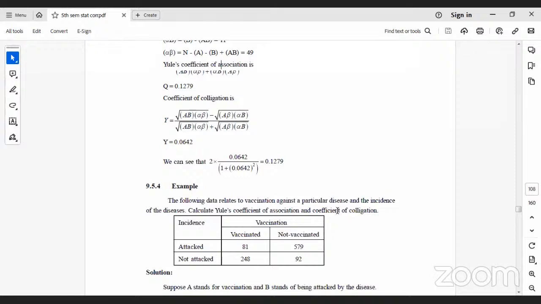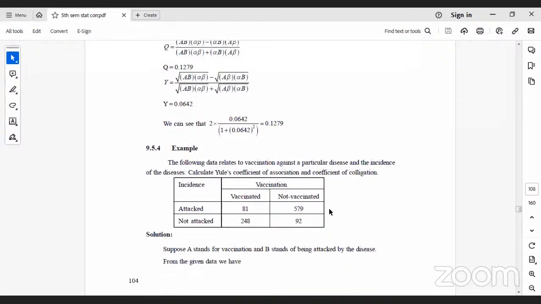Okay. Another example. The following data relates to vaccination against a particular disease and incidence of the disease. Calculate Yule's coefficient of association and coefficient of colligation. Incidence, vaccination: vaccinated, not vaccinated.